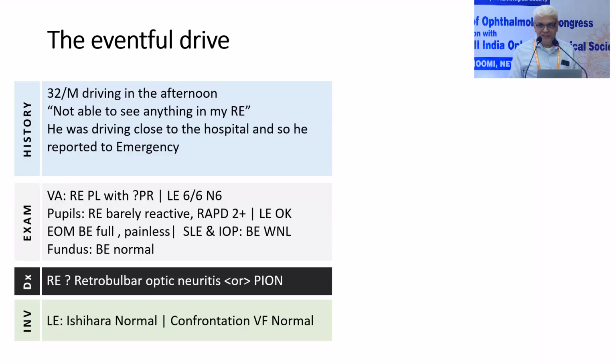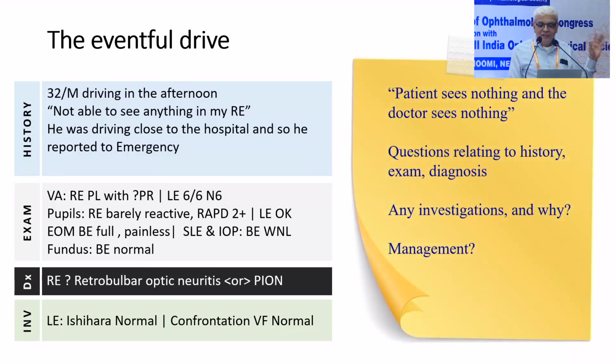What is the diagnosis now? Is it retrobulbar neuritis? Is it PION? Because he's 32, PION doesn't really fit. Ishihara on the other side was normal, confrontation feels normal, fundus is absolutely fine. Okay, so here is a patient who sees nothing, and the doctor sees nothing, which is very typical of optic neuritis.